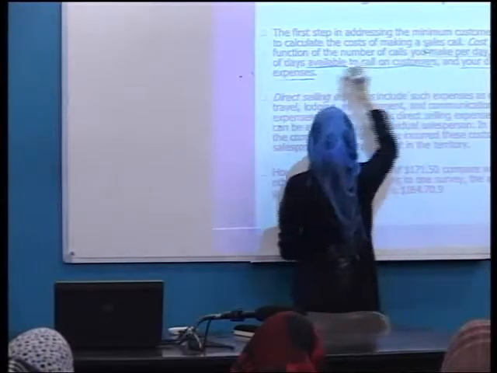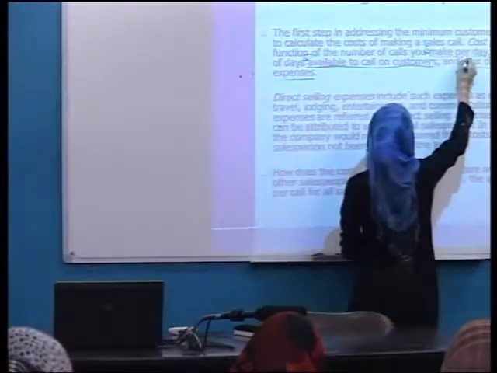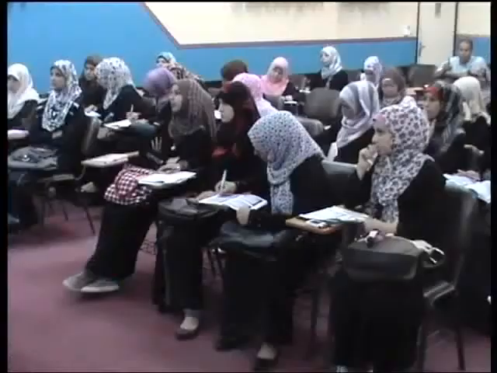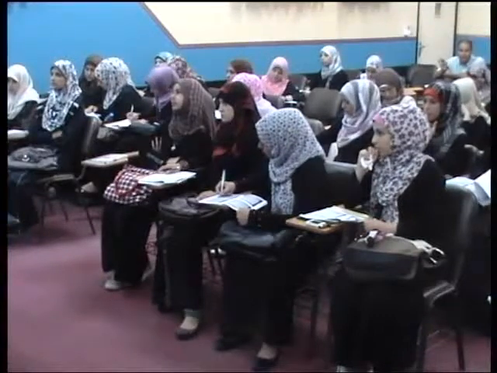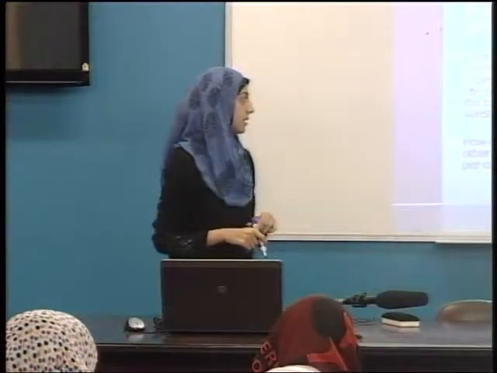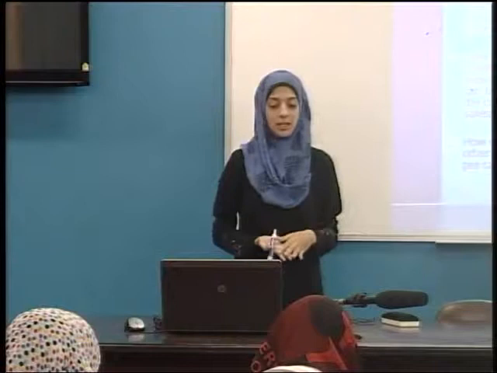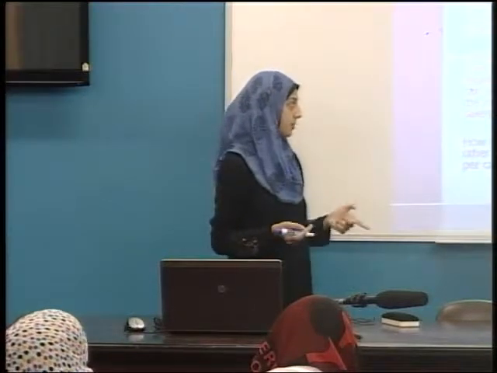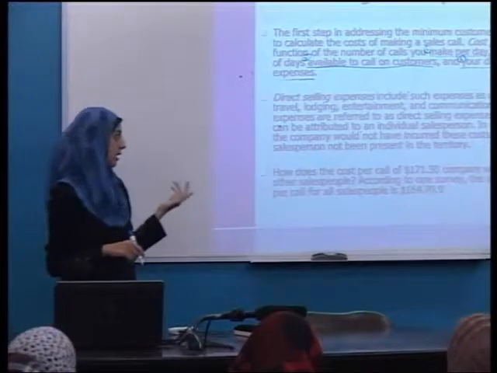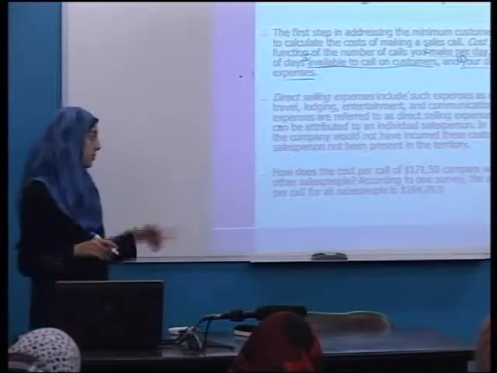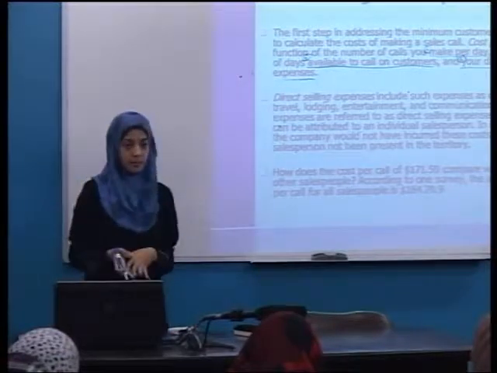Number 1, 2, and 3. Exactly. So the function of these 3 steps is equivalent to calculating cost per sales call. Now let's begin from step number 3, which is direct selling expenses. What is direct selling expenses? It's expenses such as travel, communications, and compensations. Why is it named direct selling expenses? Because the company wouldn't incur these expenses if the salesperson were not present in the company.